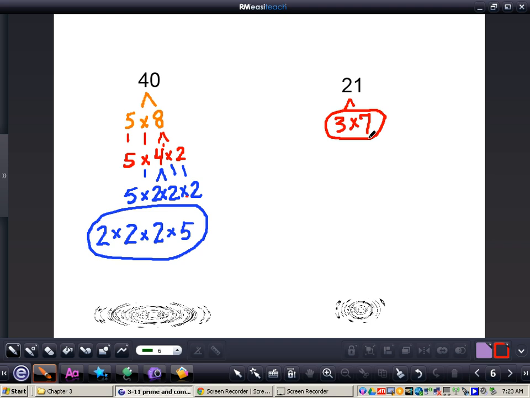Okay, so that's how you figure out whether a number is prime or composite, and also how you find the prime factorizations of certain numbers. If you have any questions about this concept, please come and see me.